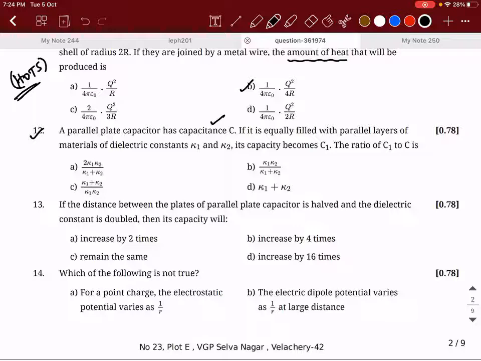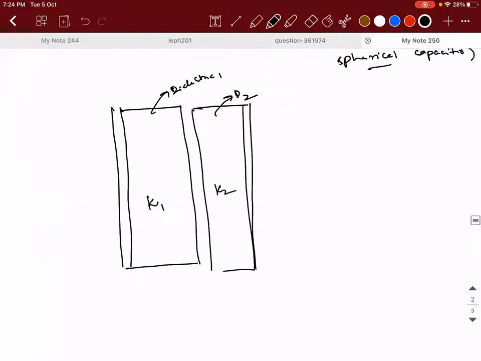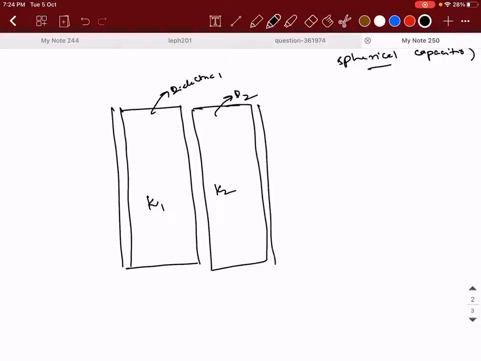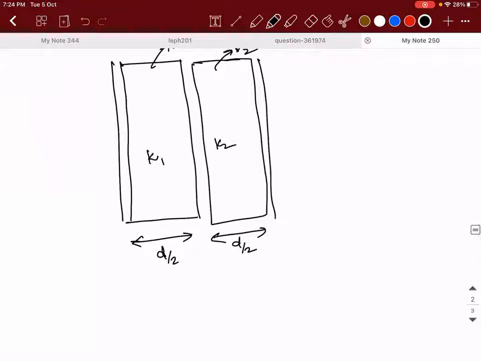It is equally filled with parallel layers of materials of dielectric constant kappa 1 and kappa 2. Correct? Sir, I used the formula C equals epsilon naught A divided by T1 by K1 plus T2 by K2. Since it is equally divided, I thought it will be half of the distance each, D by 2. That is right. But my question is, I know this is the place you will get confused.